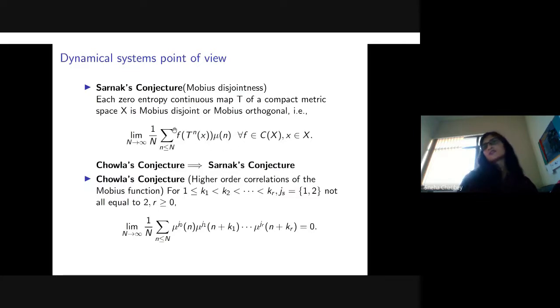And in fact, if this is difficult to understand or decipher, then basically, if you consider rotations, if your T is a rotation map, then this leads you to Davenport's result, which basically is that the limit of 1 over N times the summation over n less than or equal to N of mu(n) times e to the power 2 pi i n alpha is equal to 0 for every alpha in the unit interval.